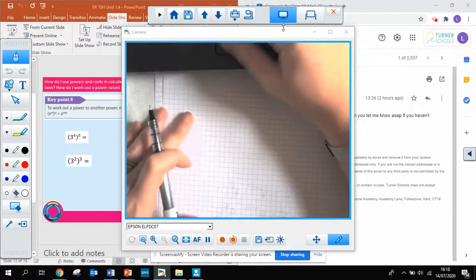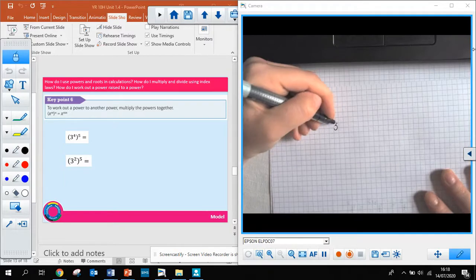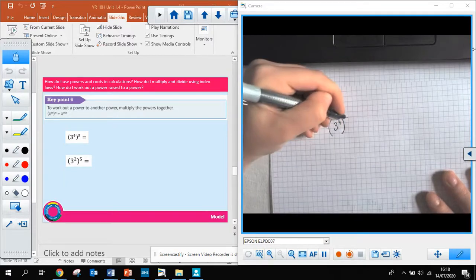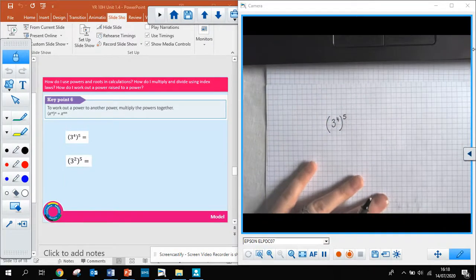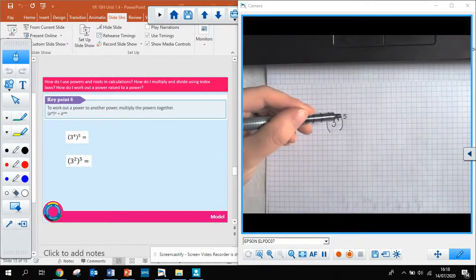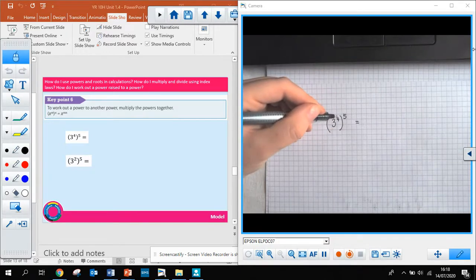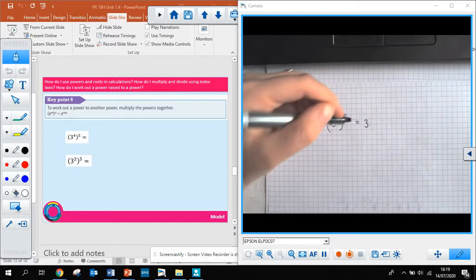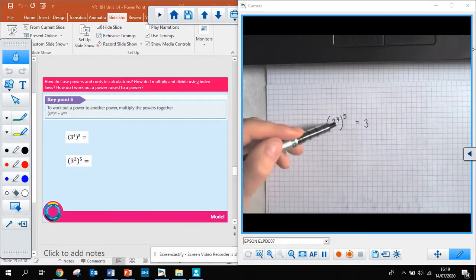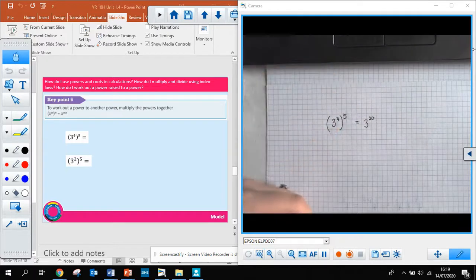So we've been given 3 to the power of 4, all raised to the power of 5. Okay, that's what those brackets are telling us, that we're multiplying 3 to the power of 4 by itself 5 times. And all you do is multiply your two powers, your two indices together. So my base, my integer stays the same, and then I do 4 times 5, which is 20. So my answer is 3 to the power of 20.